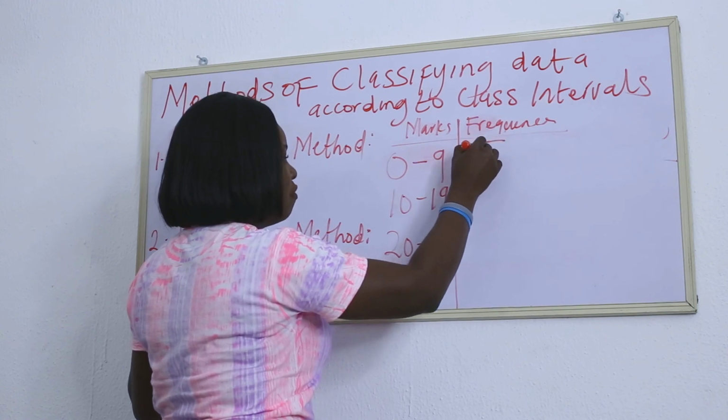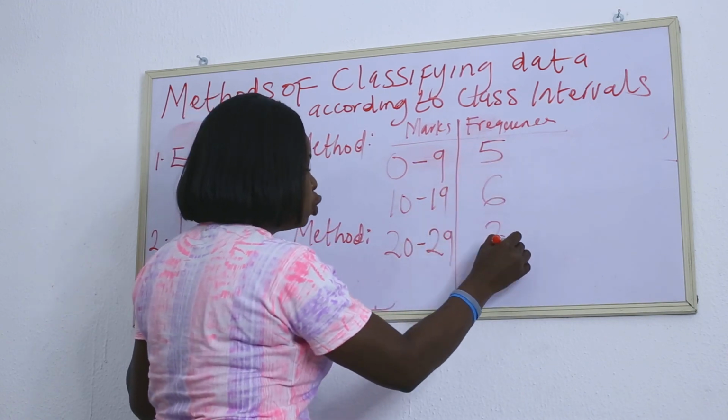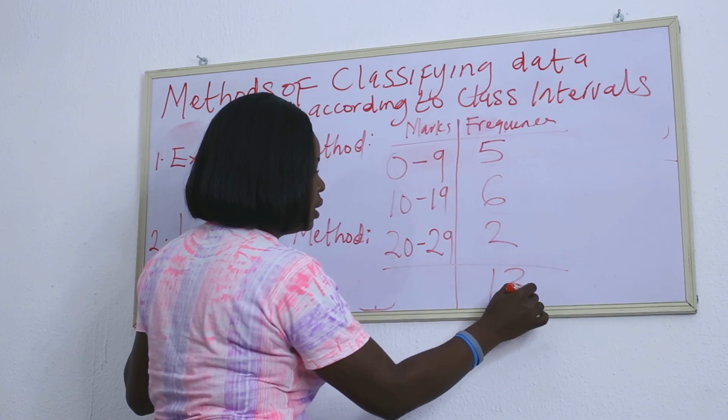What we have written before, we say 5, we say 6, and we say 2. Total number of students is 13. Thank you.